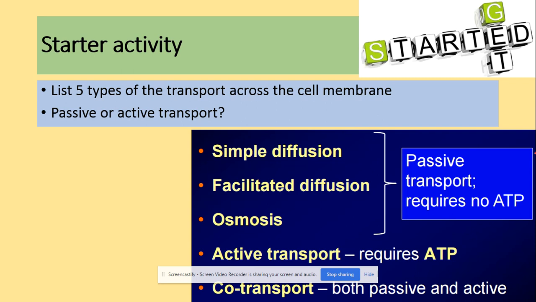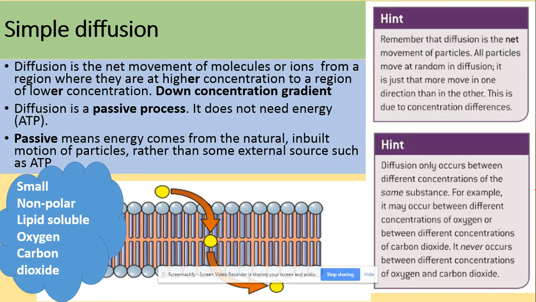And for today's topic, we will be looking at simple diffusion, facilitated diffusion, and osmosis. All three are examples of passive transport, and they do not require any ATP. So what is then diffusion? Simple diffusion is the net movement of molecules down the concentration gradient. So that's really important. You get used to the terminology with the concentration gradient.